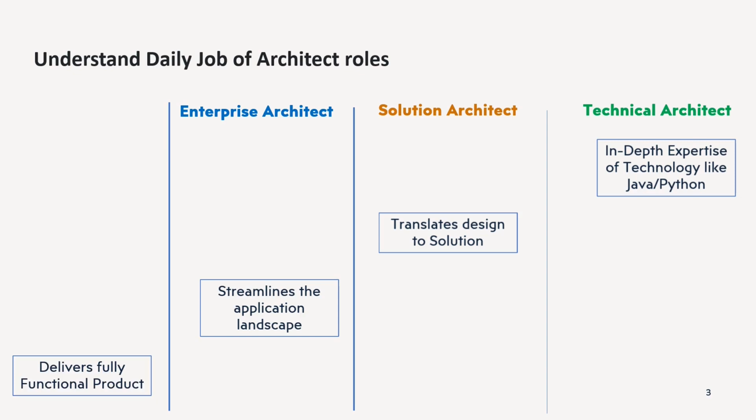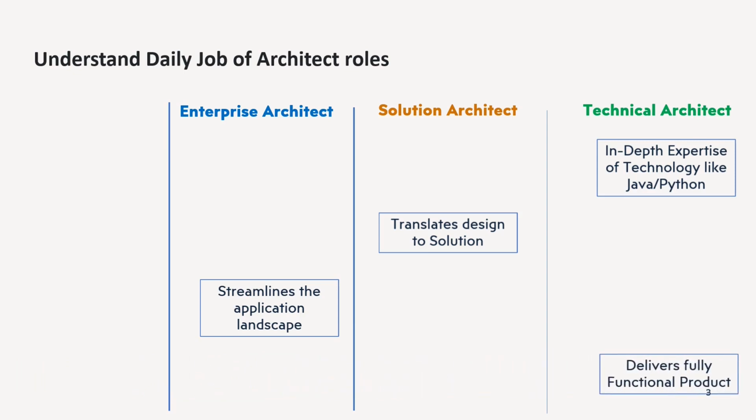This one delivers a fully functional product. Delivery is basically the focus of the technical architect, because they are the person who has to coordinate with the development teams and make sure that delivery happens. Whatever product we are building, any application, whatever the case may be, that should be fully compliant with the requirements and should adhere to the principles. So this job is basically done by the tech architect.